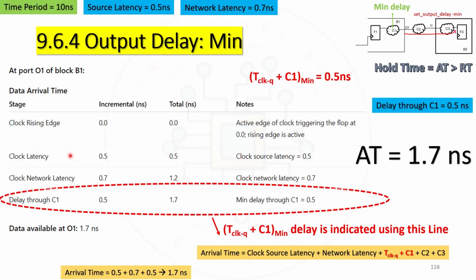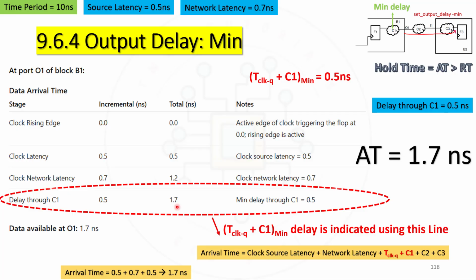Next, for this 0, source latency will get added up. So 0 plus 0.5, 0.5. For this 0.5, network latency got added up, which is 0.5 plus 0.7 giving 1.2. For arrival time calculation, we should not consider the portion which is present outside. Only we are focused on what is present within the block B1. So we need to tell the delay that the data is taking within this block B1. So delay through C1, we are taking the minimum value as 0.5. Clock to Q delay followed by C1 min delay is indicated using this particular line, and this min value that I am taking here is 0.5. So totally 1.2 plus 0.5 will give 1.7 nanosecond.